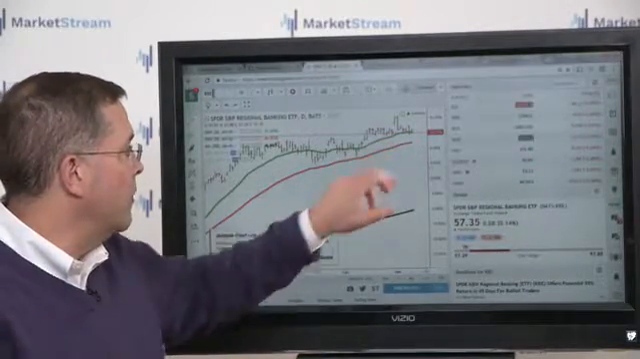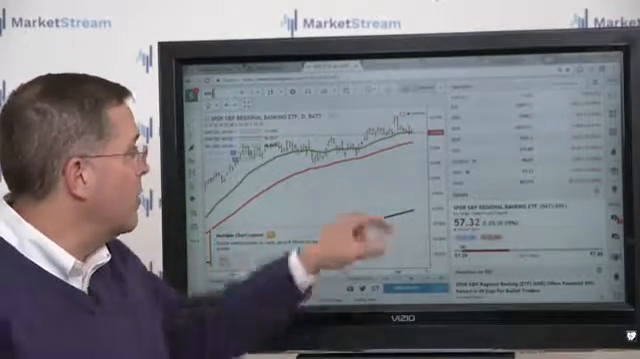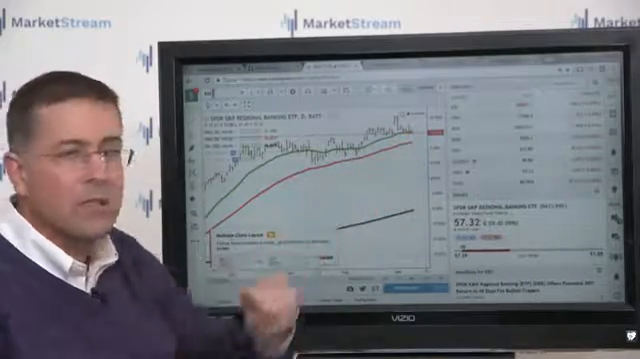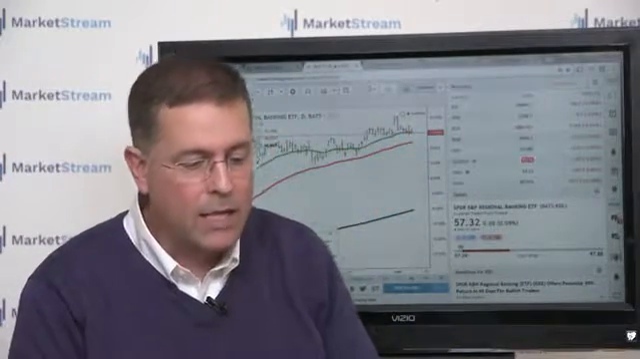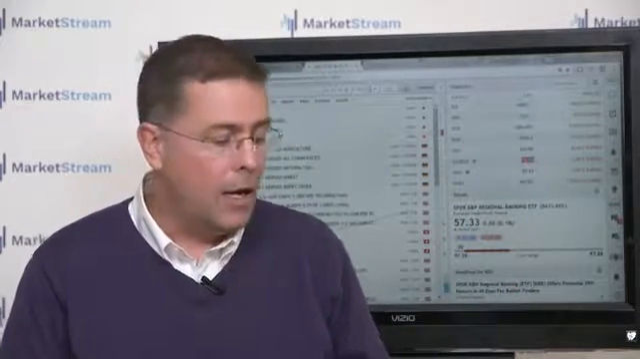That's the 20 and 50-day moving average. So I still have a sentiment of being bullish to slightly bullish in this environment on regional banks. And again, what was the catalyst to looking at regional banks? It was the president signing that executive order.